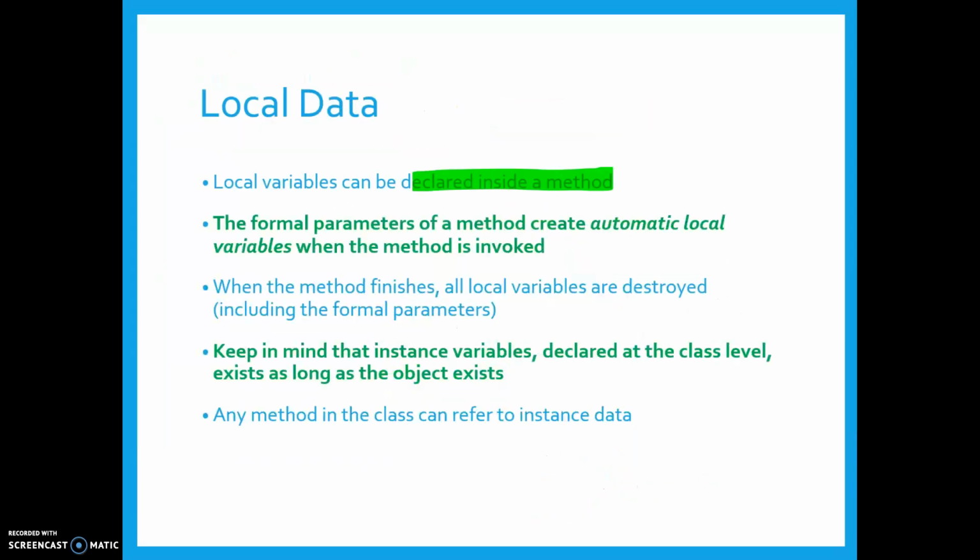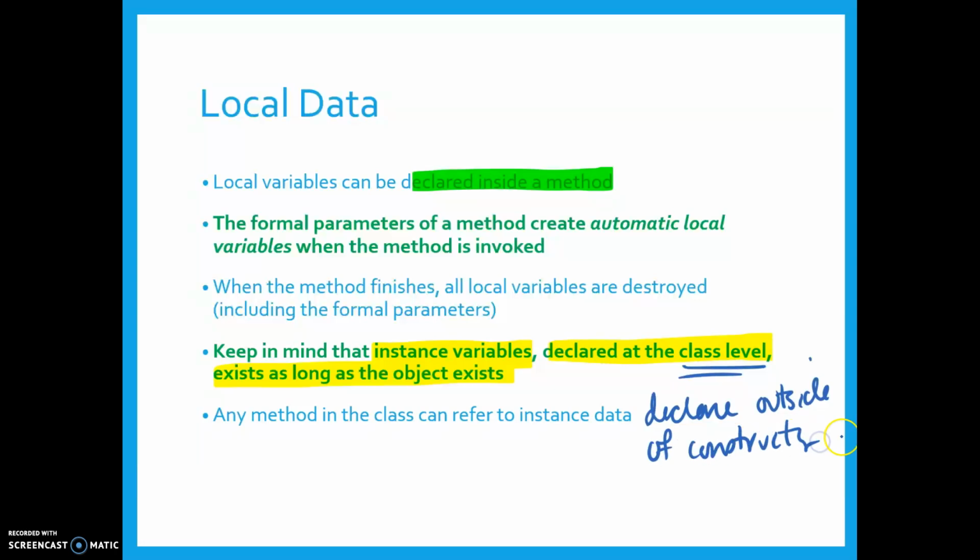Now, it's important to remember that instance variables are declared at the class level. These exist as long as the object exists. So when we say at the class level, those we are going to declare outside of the constructor. And so they are essentially like global variables, for those of you that have learned about global variables before. And any method in the class can refer to these instance variables because they have global scope.